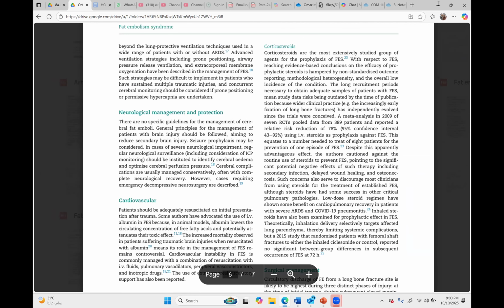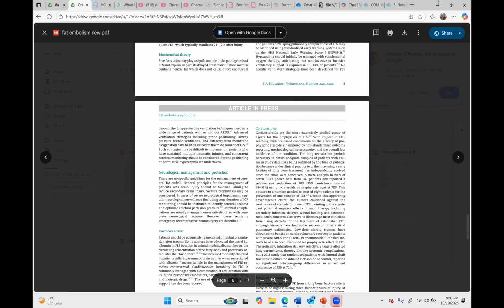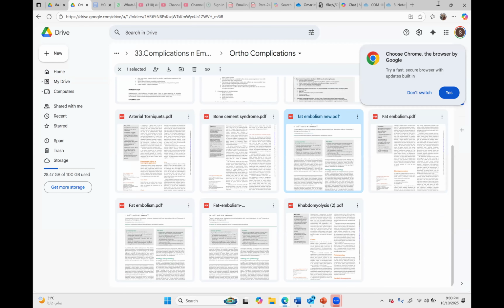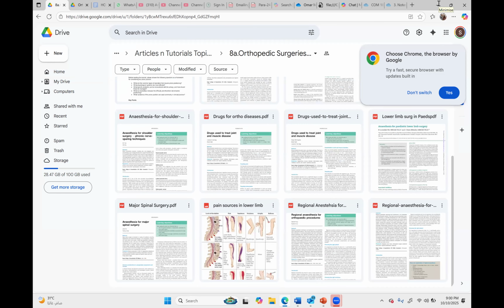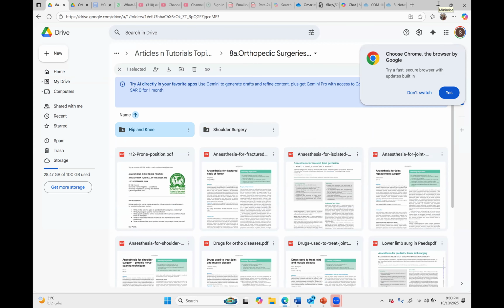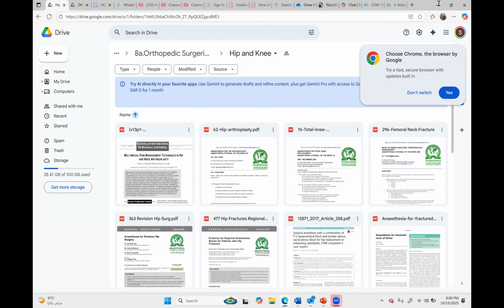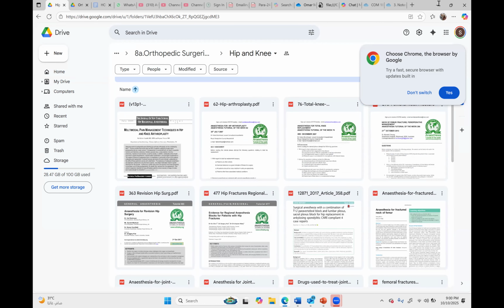I still did not find that article actually, that there are certain hip fractures. Just a second, I will show you, because before I forget, in hip fracture, I think it's here.